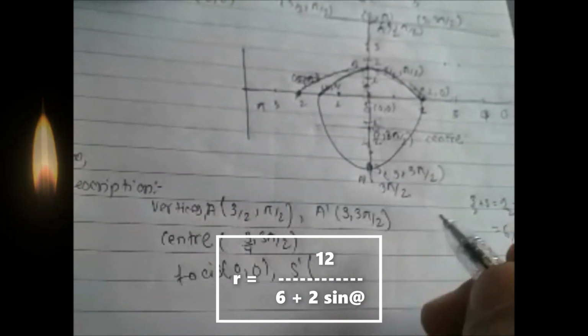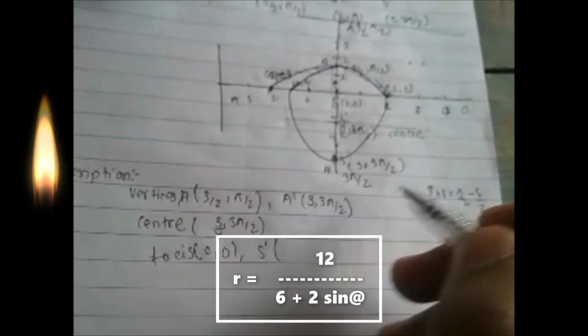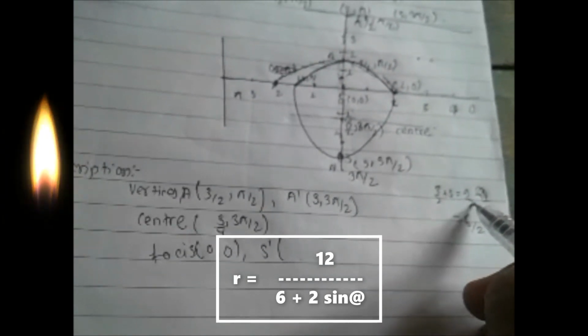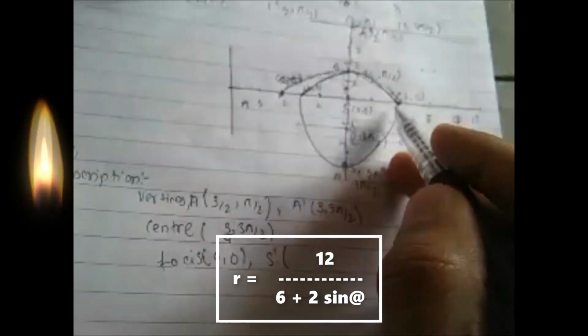Sorry, we forgot to divide by 2 for the midpoint of the center. So it is 3 by 4 we get, because 3 by 2 plus 3 would be 9 by 2, divided by 2 it would be 9 by 4, and again minus 3 by 2, it would be 3 by 4.